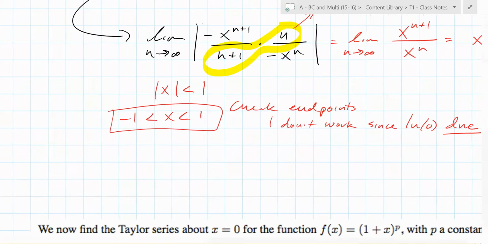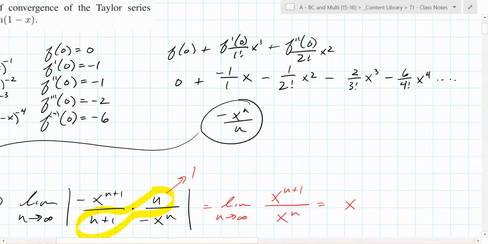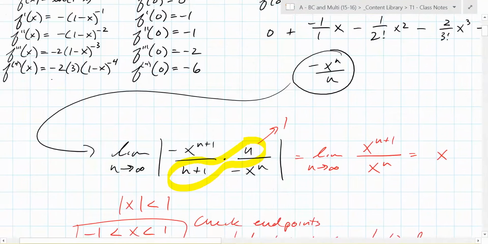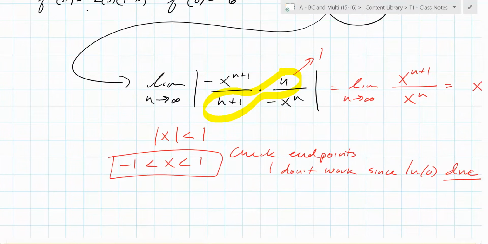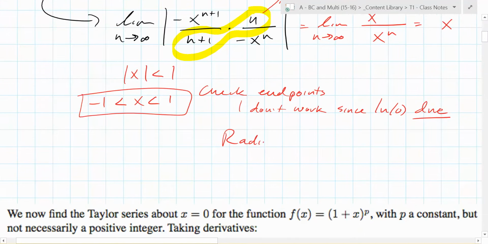So then what else do you have to check? Negative 1. And does it work? Oh, is it just asking for the radius? Yeah. Okay. Well, the radius is 1 in this case. That's nice. So let's go a little bit further and check that negative 1.